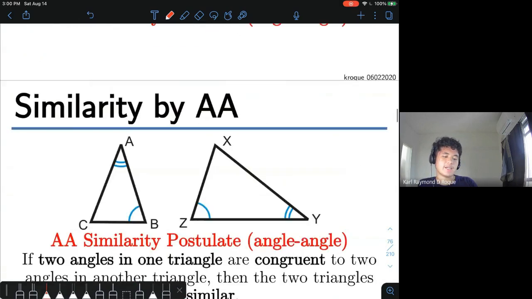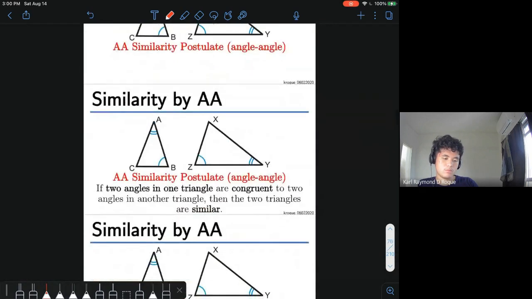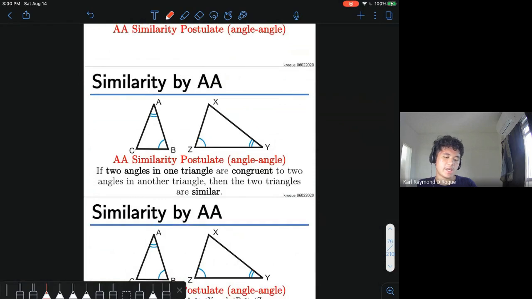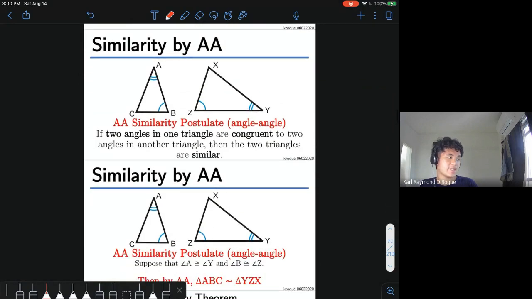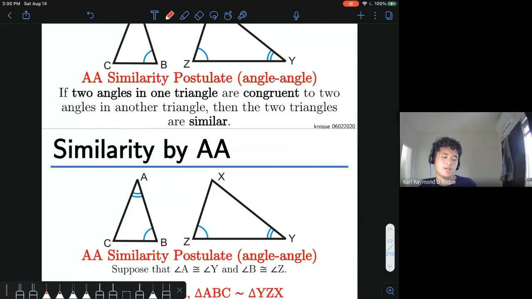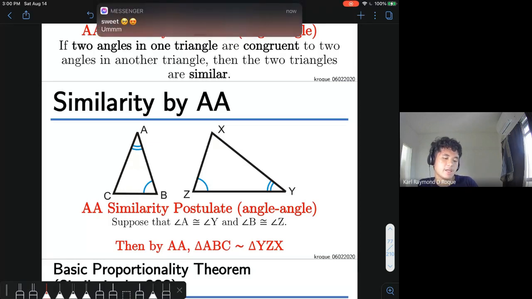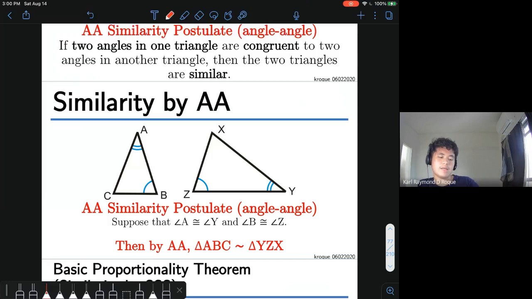Similarity by angle-angle. If two angles in one triangle are congruent to two other angles in another triangle, then the two triangles are similar. So yan. Kung sabihin natin congruent si angle A sa angle Y, tsaka angle B sa angle Z, by angle... teka ha.